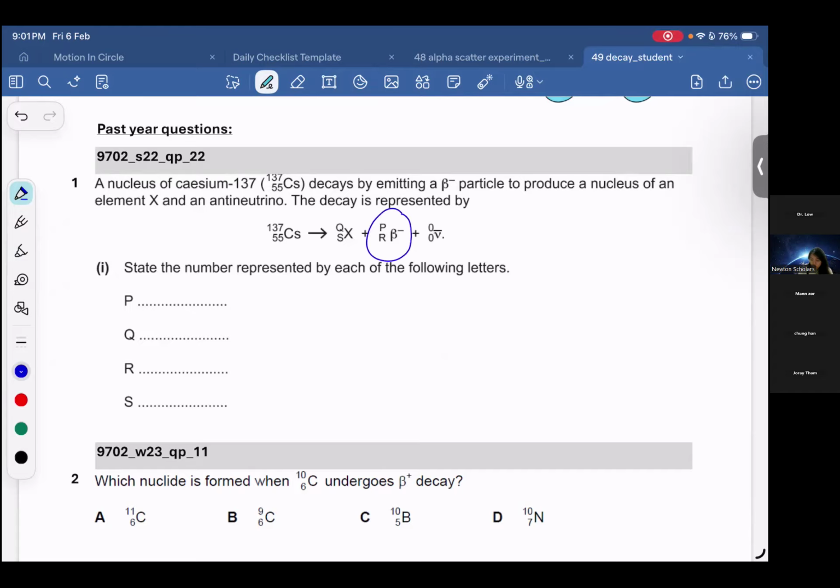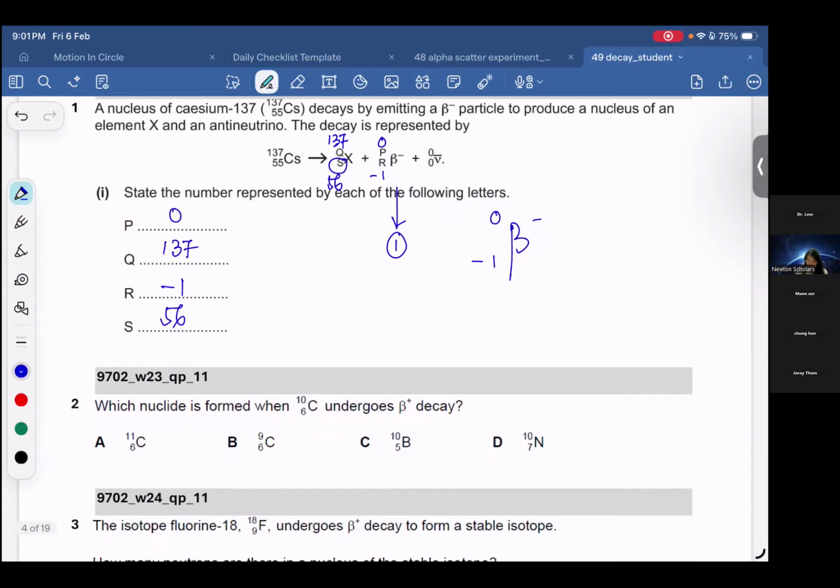Right, dear? First, how should you do it? You should do this step first, number 1. Because we know that beta minus is 0, -1, P is 0, then R is -1. So this is our first step, only from here we can balance. Here this is 0, here is -1. So Q should be the same, 137. The S here, 55 equals unknown minus 1. So you need 56 minus 1 to get back 55. So this is 56.